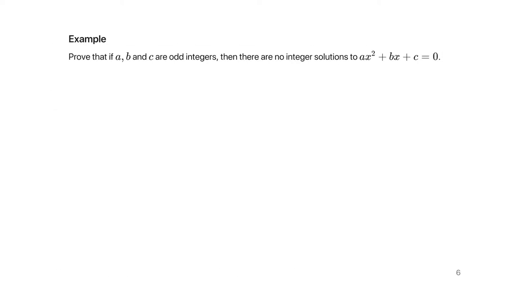Cool. So now let's look at an example. Okay, so we want to prove that if A, B, and C are odd integers, then there are no integer solutions to AX squared plus BX plus C.